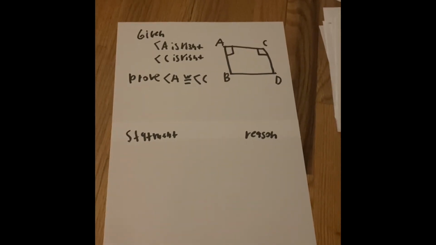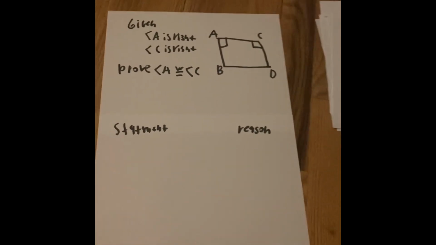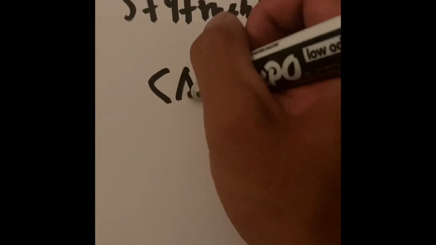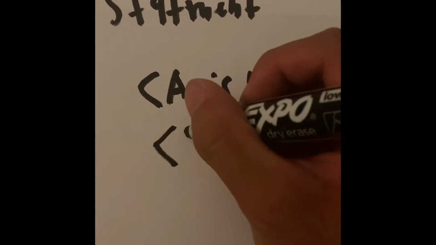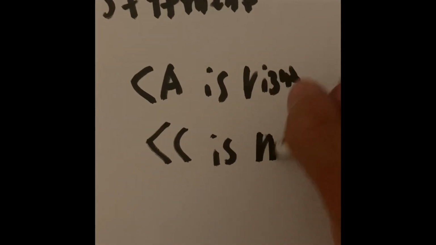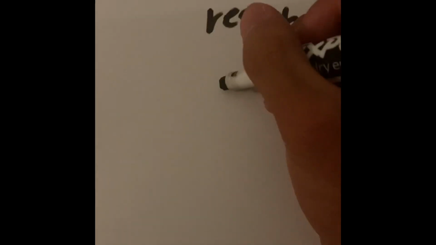So, what we can do is start with what we are given. We can say that angle A is right, and we can also say that angle C is right. That was given to us.